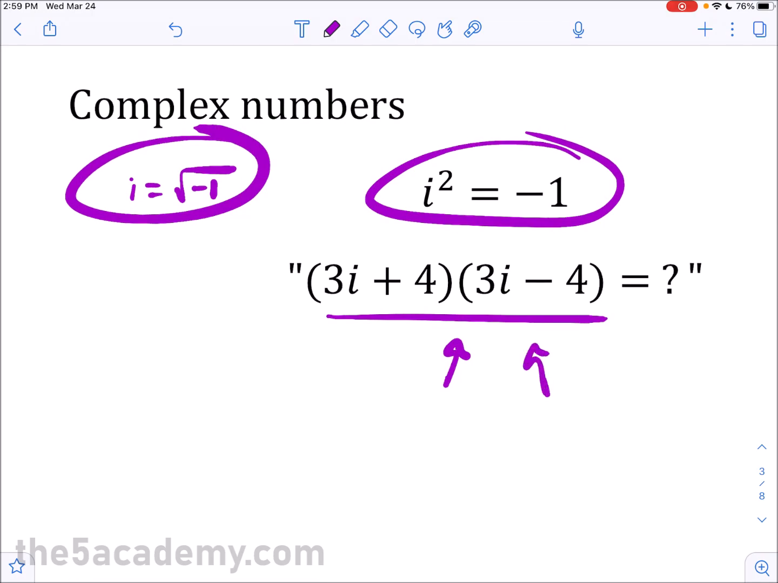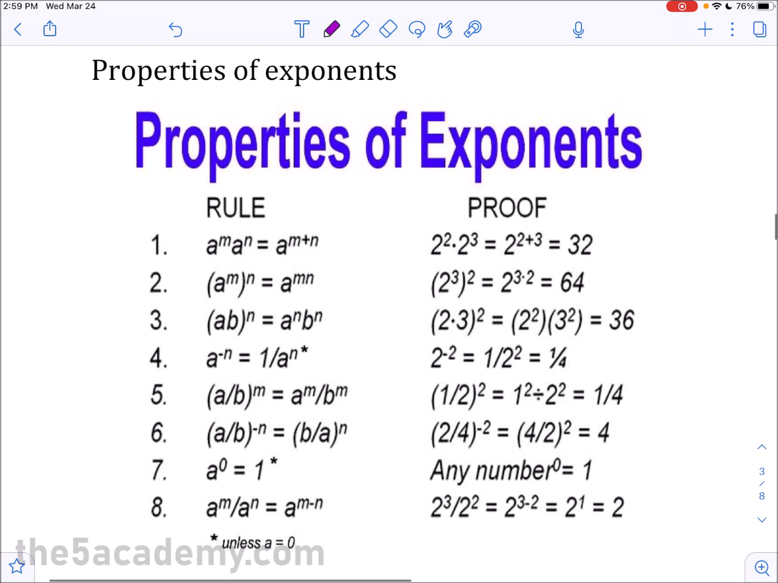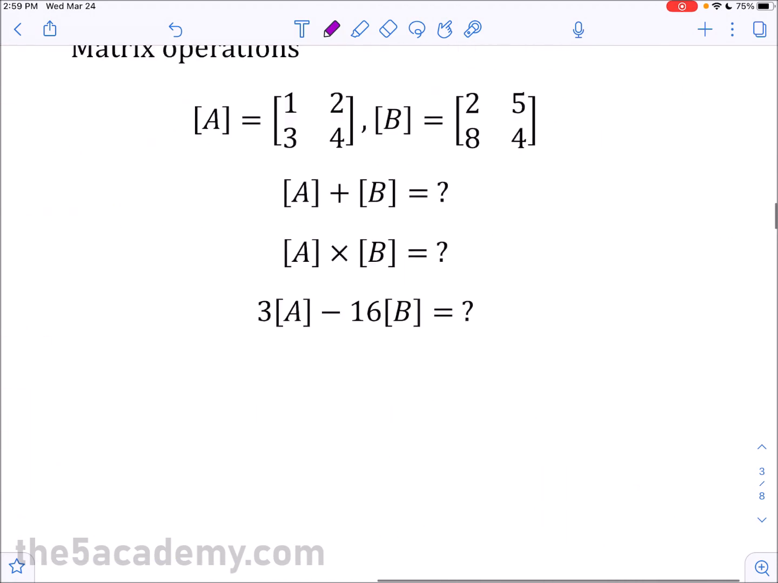So this is something that you need to be able to simplify. Properties of exponents. This is an image that I got on the internet that kind of summarizes it. I'm not going to go through all these here, but this is something that you should be able to do. The rules towards the top are especially important, so definitely know how to do those, or use them, I should say.